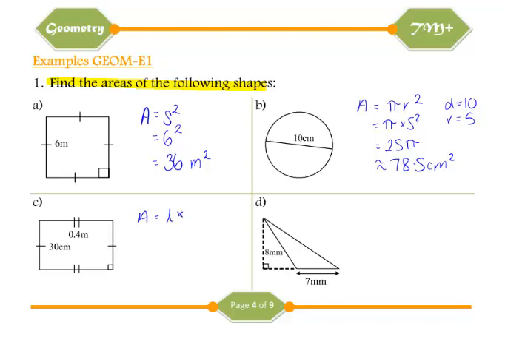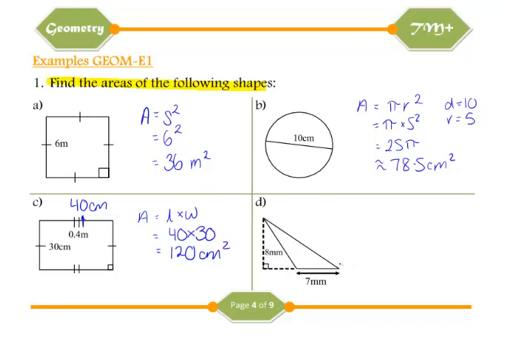Next we have a rectangle. Area is length times width. Now my units are in different measurements here. I've got 30 centimetres and 0.4 metres. So 0.4 metres can be converted to 40 centimetres. So now I have 40 times 30, which is 1200, and we're in centimetres squared.